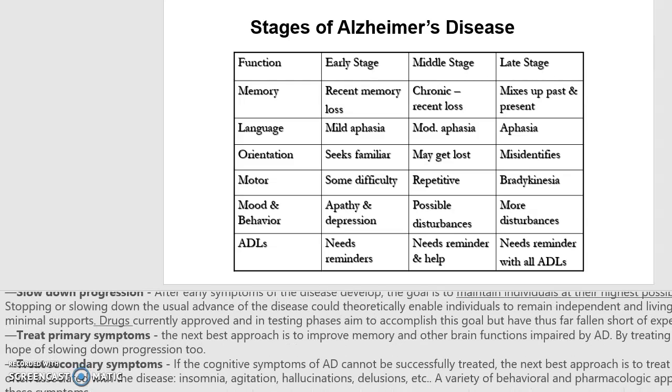Then we treat symptoms by trying to improve memory. There is hope of slowing down progression, but that is not proven. And treating the secondary symptoms, behavioral symptoms such as insomnia or depression might be the next stage.